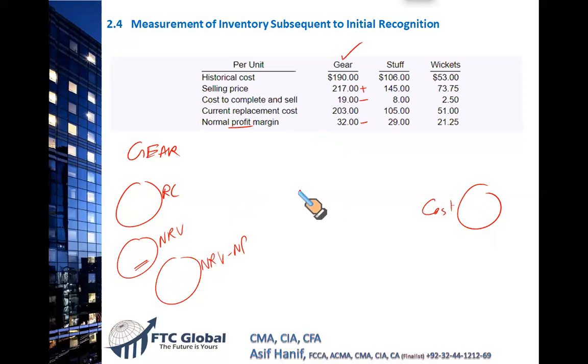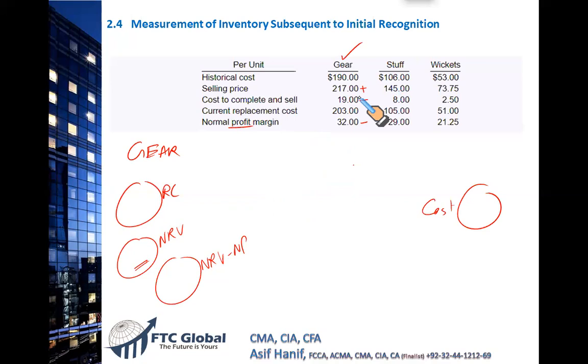Mid number. Okay, now let's apply this. Subhan, let us see this stuff, then we will move on. The next question, stuff. Anyone agrees with Salman? Sir, I think mid number is NRV minus net profit. Was it?